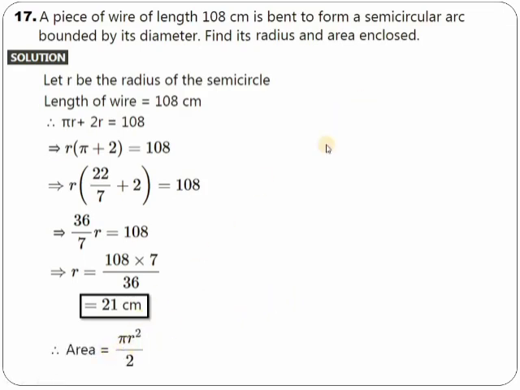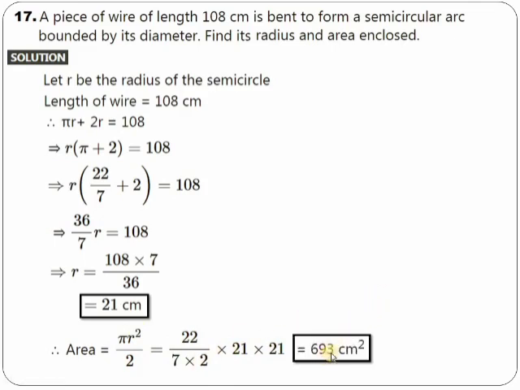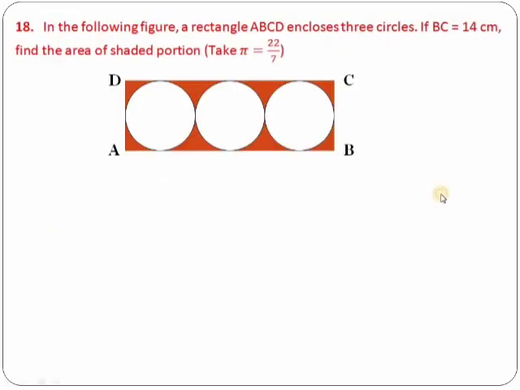Now see, since it is half of the circle, the area will also be half. So pi, you know pi is 22 by 7, and we have divided by 2 also. So r squared is 21 into 21. Now simplify this, do the cancellation and simplify. You get your answer to be 693 centimeter square. Okay. So you may pause the video and note down your solution. Let's see the last question.